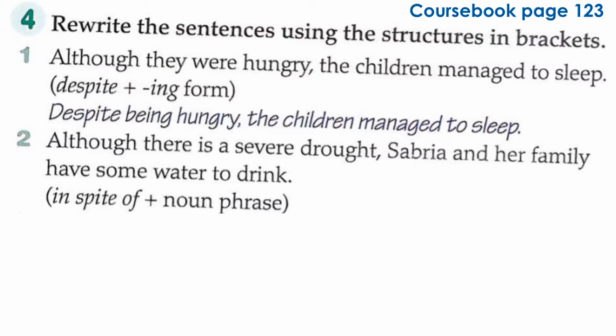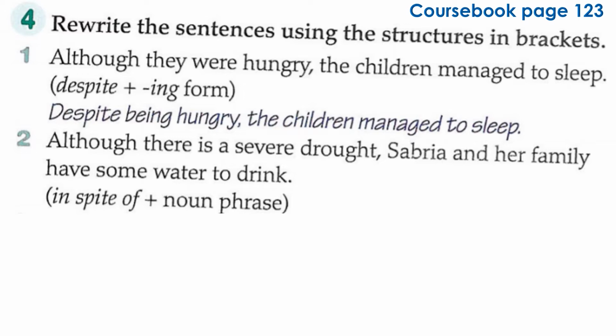So now I want you to go to your book, page 123. Rewrite the sentences using the structures in brackets. This is an instruction, exercise number 4. There are 5 sentences, right? Number 1 is given as an example. Although they were hungry, the children managed to sleep. Use despite, verb in ing form, which is gerund. Despite being hungry, the children managed to sleep.